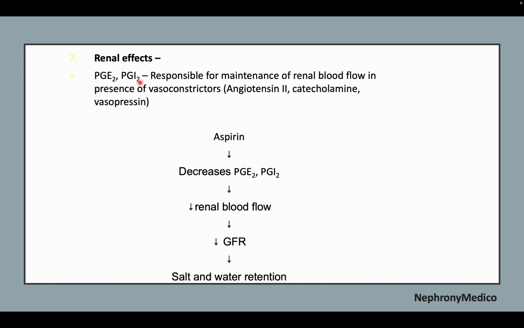Prostaglandin E2 and prostaglandin I2 are responsible for maintenance of the renal blood flow in the presence of the vasoconstrictors angiotensin 2, catecholamine, and vasopressin. Aspirin decreases prostaglandin E2 and I2, and there is reduced renal blood flow, reduced glomerular filtration rate, and salt and water retention.